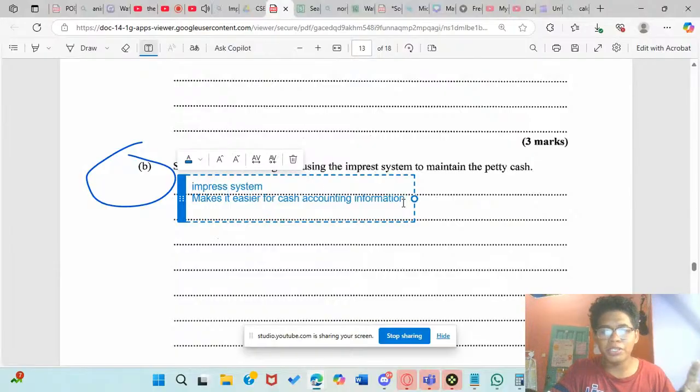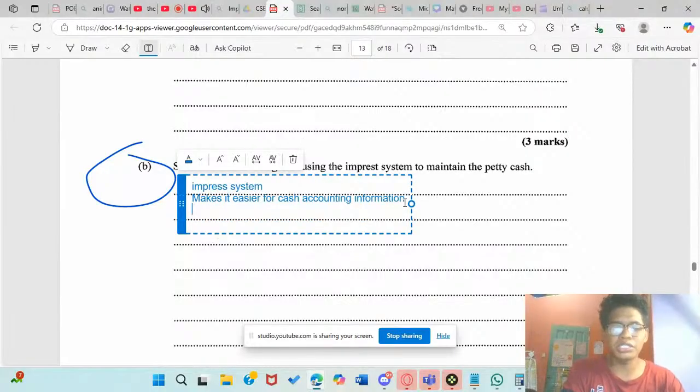So it makes it easier for cash accounting information. It would be very strenuous for you to record every single little microtransaction and even big transactions in a cash book. That's why we created the Imprest system. And another reason why we utilize the Imprest system is due to its efficiency, due to its general proficiency.